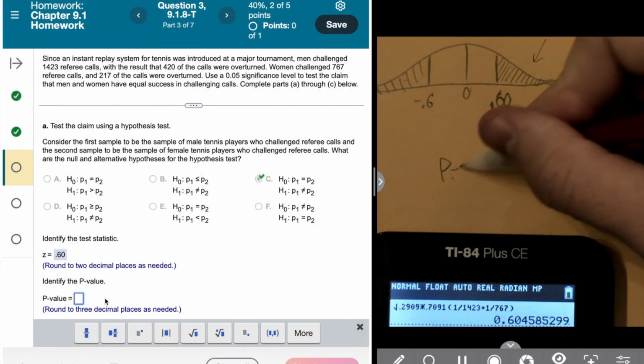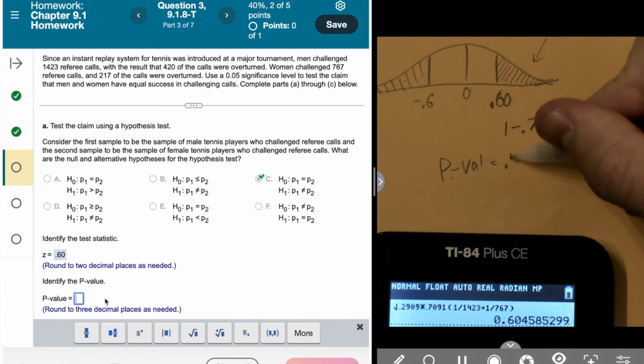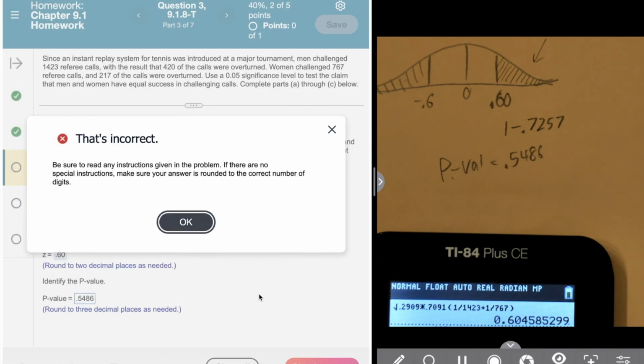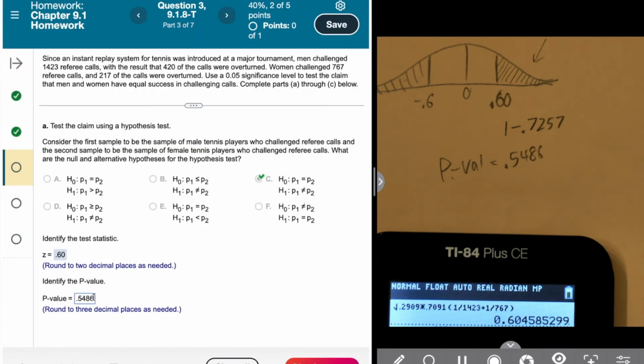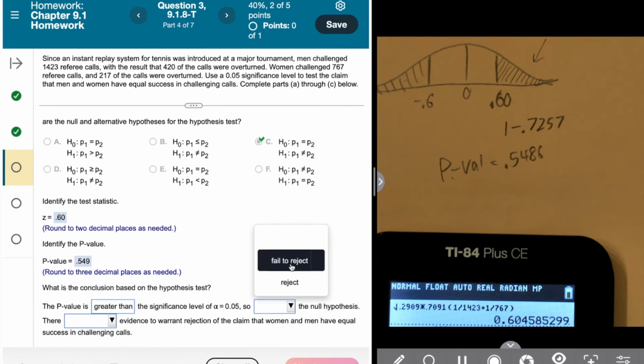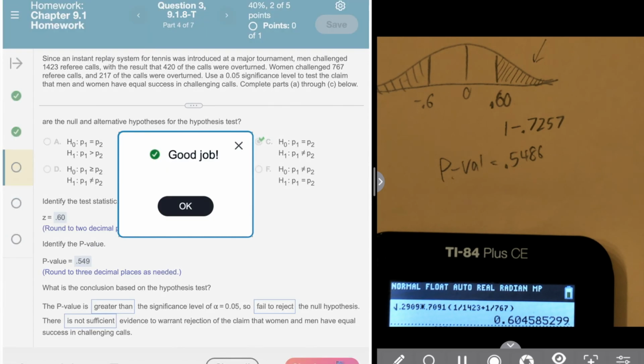So the total p-value is 0.5486. Round to 3 decimal places: 0.549. There we go. That p-value is essentially huge compared to the 0.05, or 5%, significance level. So the p-value is greater than the significance level, so we fail to reject, because there is not sufficient evidence to support the claim.